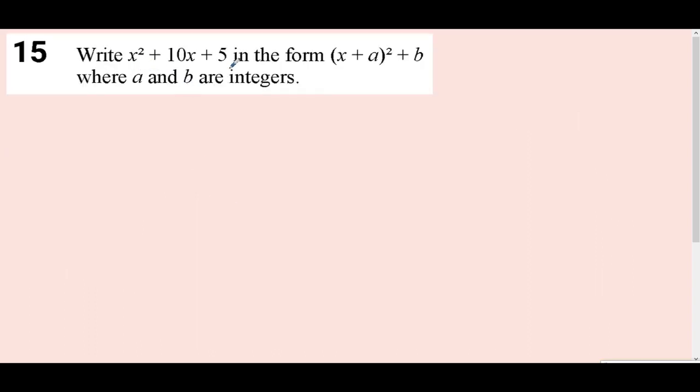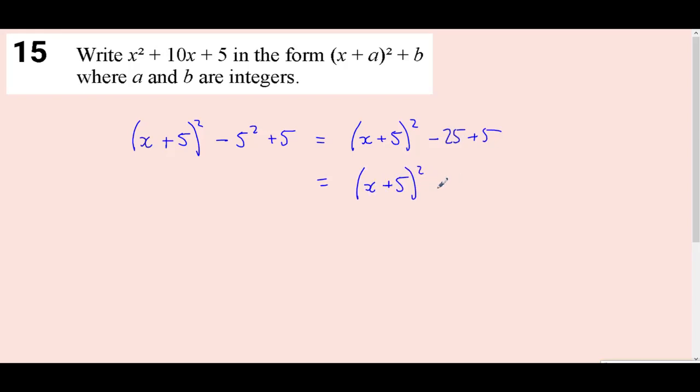Question 15, we have a relatively straightforward complete the square here. Remember, to find the value of a, we halve the coefficient of x. So we've got x add 5 all squared. When we expand those brackets, we get the x squared, we get the 10x, but we also get 5 squared, which we need to remove. So we want to subtract 5 squared, and then add 5. Simplifying that, we get x plus 5 all squared, subtract 25, add 5. And fully simplified, that would be x plus 5 all squared, subtract 20. I'd expect 2 marks on this question, 1 for getting the x plus 5 inside the brackets, the second mark for calculating the subtract 20 outside.